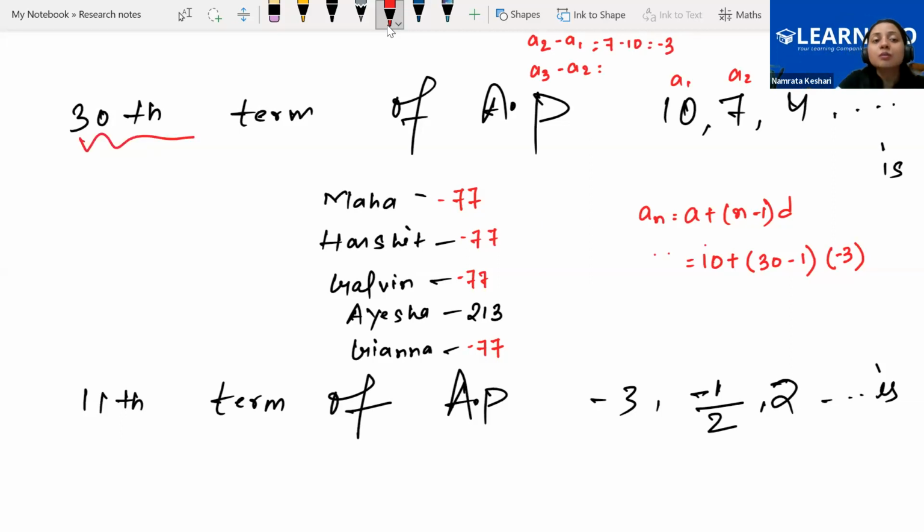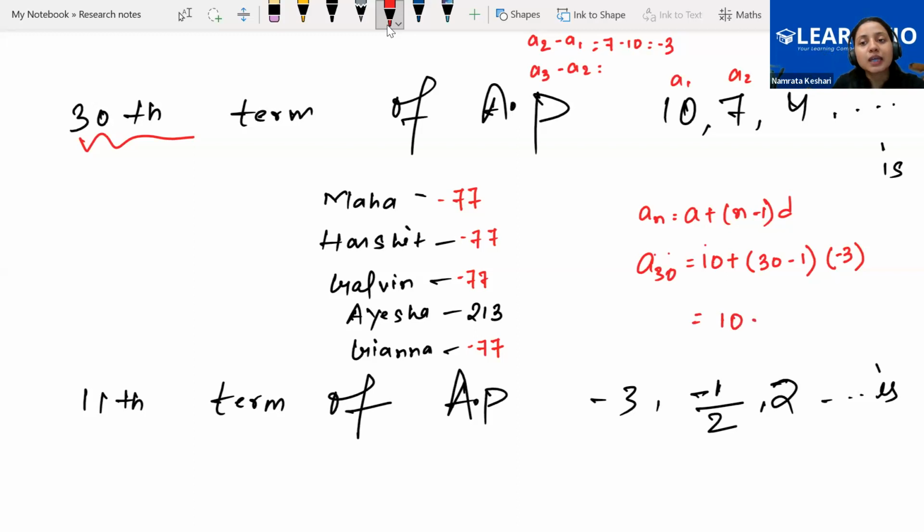And 30th term means what? What is sitting at the 30th place? N is 30 over here. What we have to find is a30. Which number is sitting at the 30th place? That is a30. We will represent it by a30, but let's check the value we get.